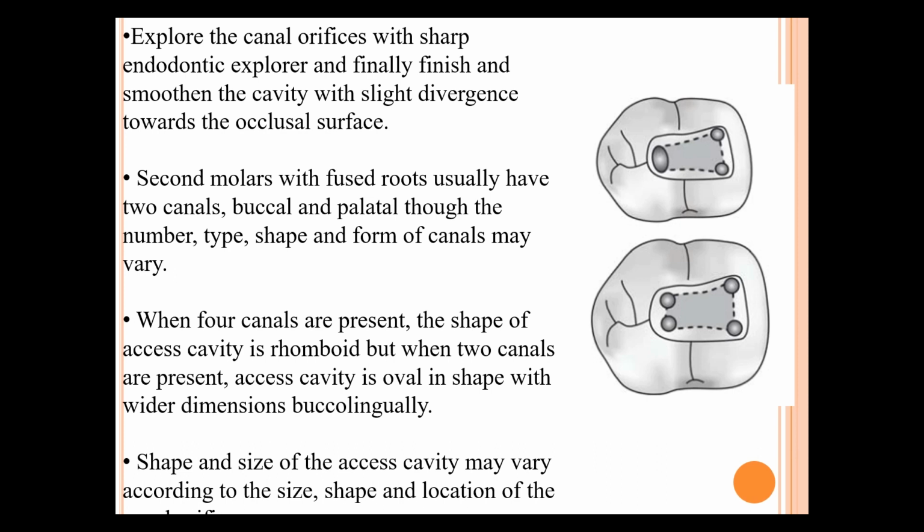Explore the canal orifices with a sharp endodontic explorer and finally finish and smoothen the cavity with slight divergence towards the occlusal surface. Second molars with fused roots usually have 2 canals, buccal and palatal, though the number, type, shape and form of canals may vary. When 4 canals are present, the shape of the access cavity is rhomboid, but when 2 canals are present, the access cavity is oval in shape with wider dimensions buccolingually. The shape and size of the access cavity may vary according to the size, shape and location of the canal orifices.